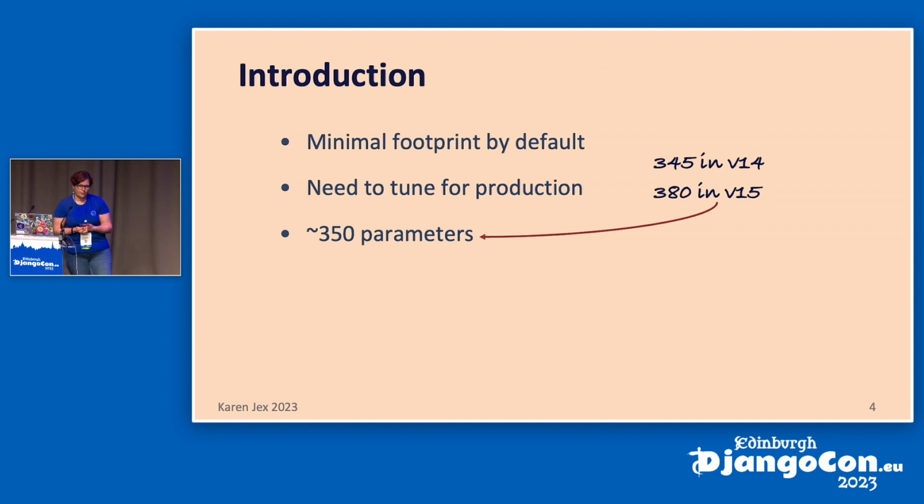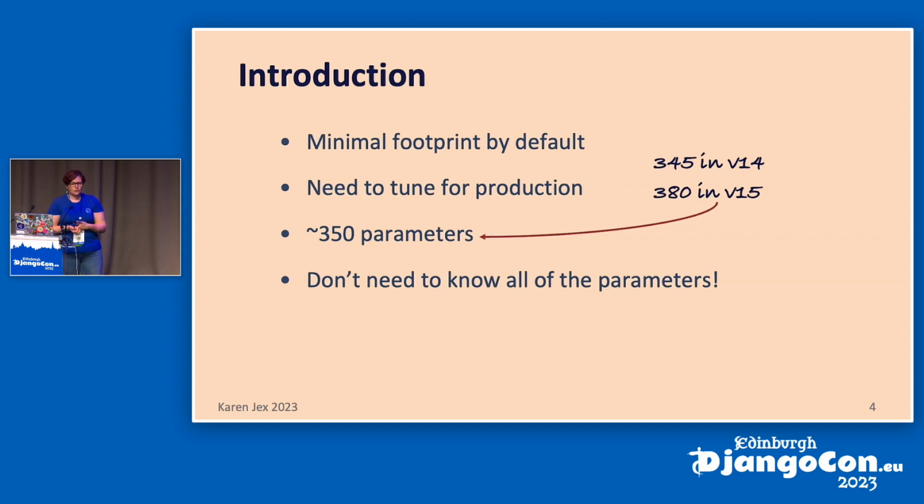There are lots of Postgres configuration parameters. So there are 345 in version 14 and 380 in version 15. Version 16 came out in beta last week, and I haven't looked yet to see how many there are there. But the good news is that you don't need to know how to tune all of these parameters. You don't even need to know that most of them exist. If you just know about a handful of the Postgres configuration parameters, then you should be good to go to set your database up so that it works well. And then you can just leave it to work so that you can get on with developing your application.